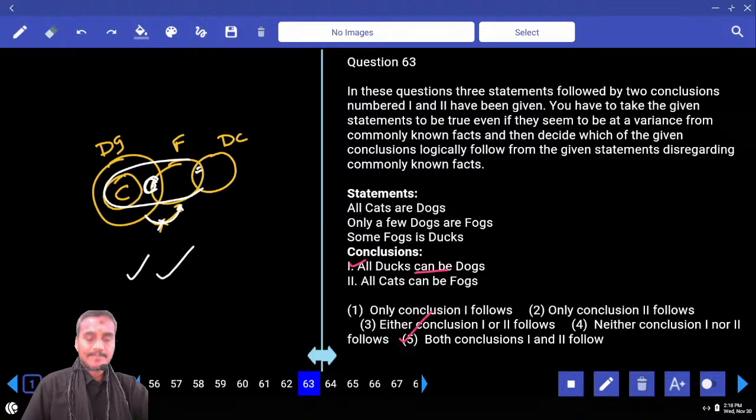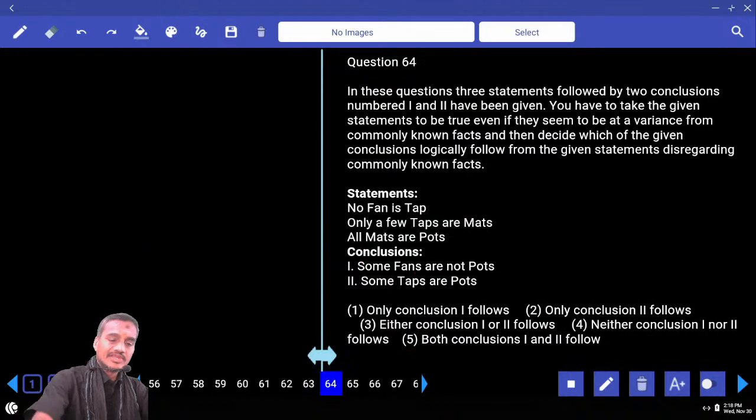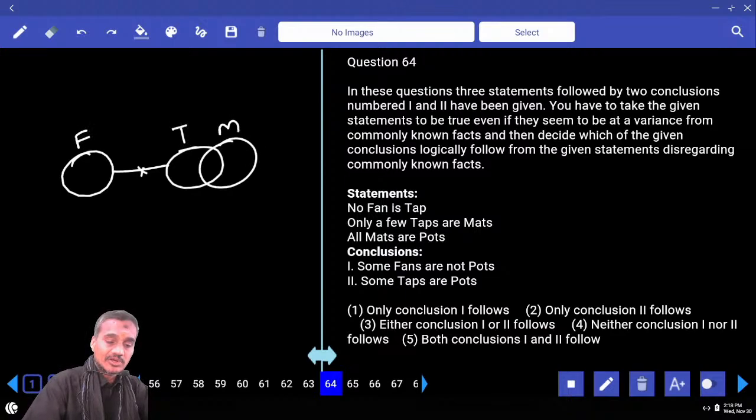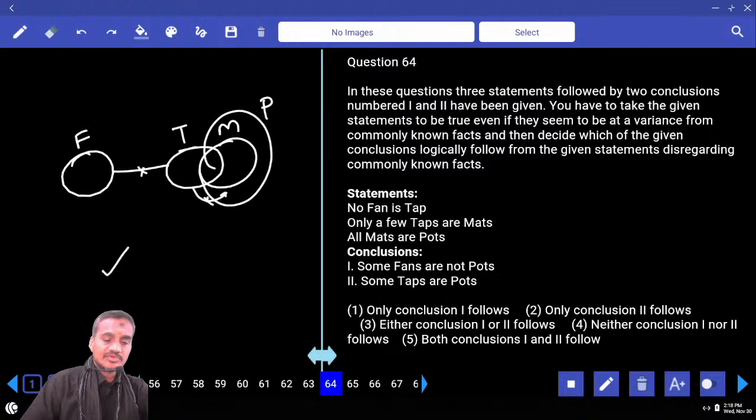Then 64. Now in the 64, no fan is tap. How to represent this one? This is fan and this is tap. No intersection between fan and tap. No fan is tap, and only a few taps are mat. Only some of the taps are mats, but not all. All mats are pot. This entire mat is a part of this pot. Then first one, some fans are not pot. As of now, definitely true.